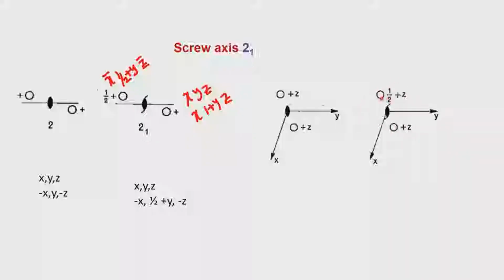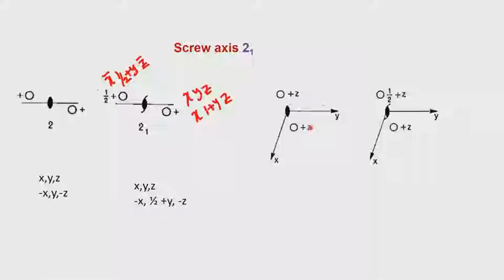So, this is now this half plus z, and then we operate this again and add another half to z. It will come to 1 plus z, but 1 plus z is the same as z. So, therefore, we get two equivalent points corresponding to the 2-1 screw operation, and therefore, the number of objects generated either by the two-fold rotation or by the 2-1 screw axis will be 2.